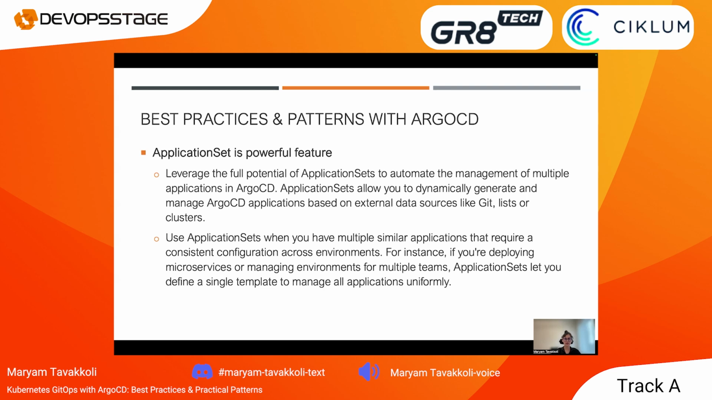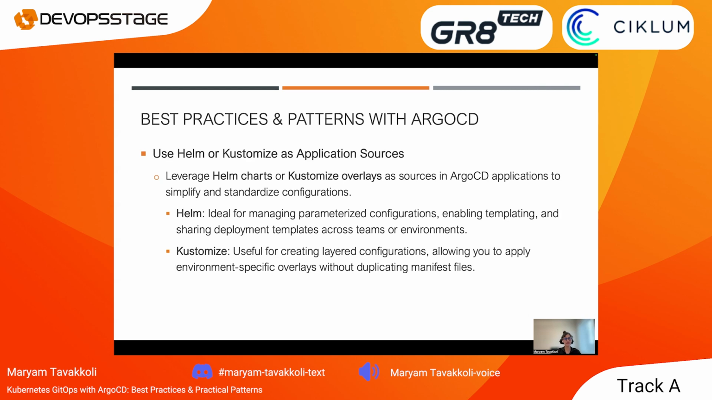So use application sets when you have multiple similar applications that require a consistent configuration across environments. For instance, if you're deploying microservices or managing environments for multiple teams. Application sets let you define a single template to manage all applications uniformly. The next best practice that we have is about using Helm and Kustomize as application sources.